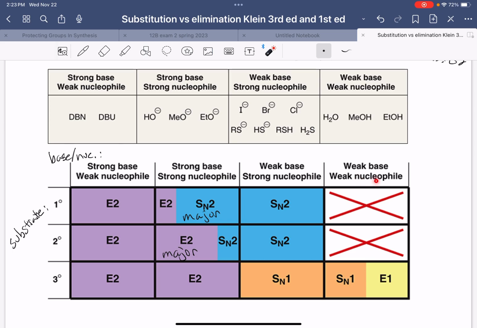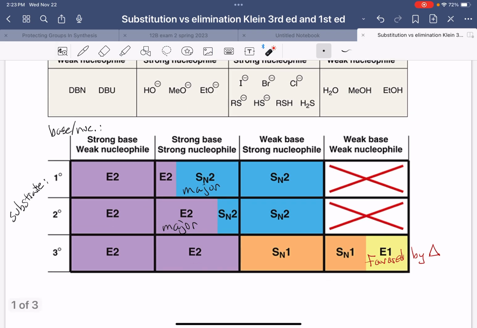Lastly, if your base slash nucleophile is weak all around, you won't typically get reactions, or they're not that useful, and we'll talk about this in a minute or two. You won't get reactions with primary or secondary substrates. With tertiary, you'll get a mix of SN1 and E1. The E1 will actually be favored by heat. So if you have, let's say, methanol solvent, you react your tertiary alkyl halide in it, and there's heat, then that's going to favor E1. If there's no heat, then it'll probably favor SN1.